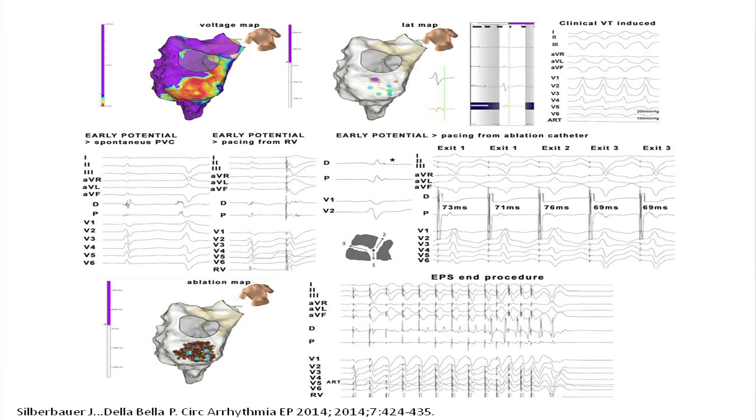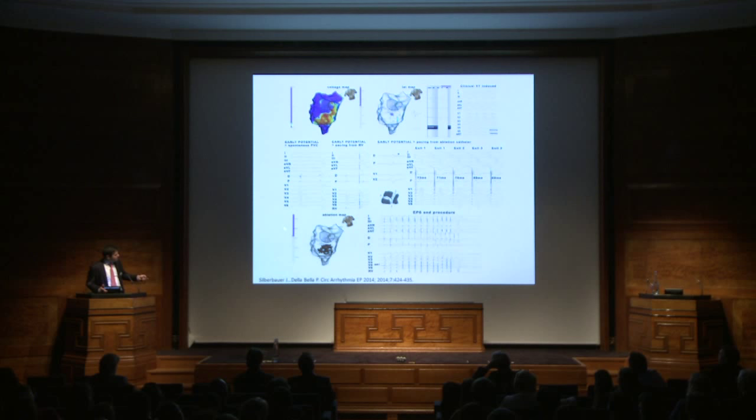If you're able to find all the scar with a dense map, there's an inferior wall scar in the LV, and come down here and ablate the whole thing, basically, if the patient's able to tolerate it and the operator, and try very aggressively to induce VT and are unable to, so eliminate VT inducibility and ablate all the abnormal tissue, you may be able to achieve this green line status here.